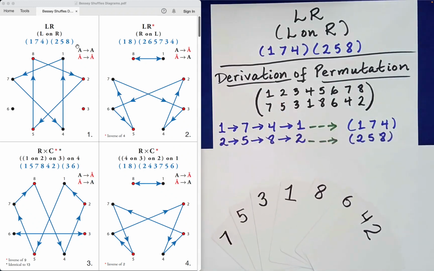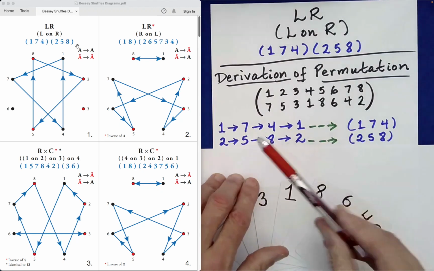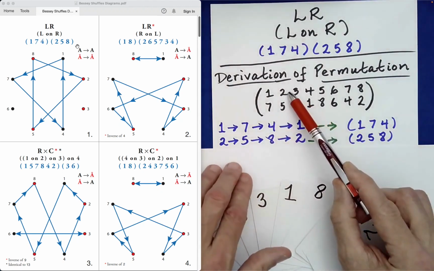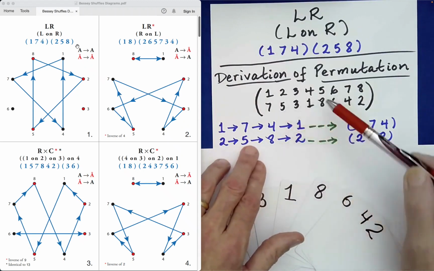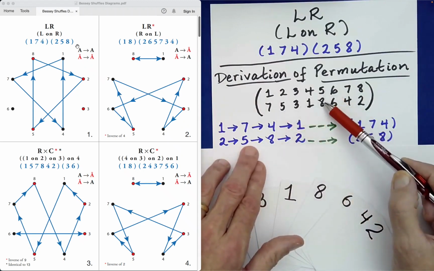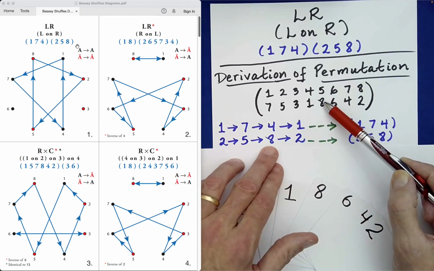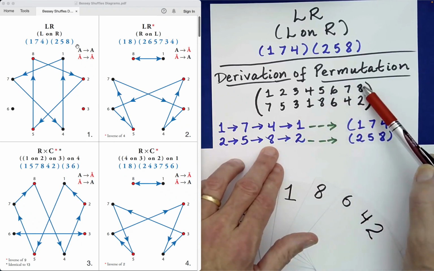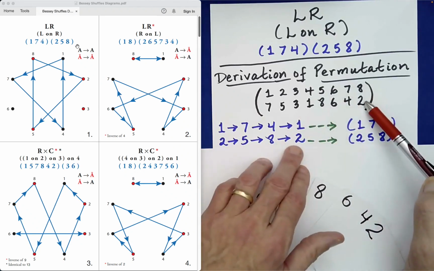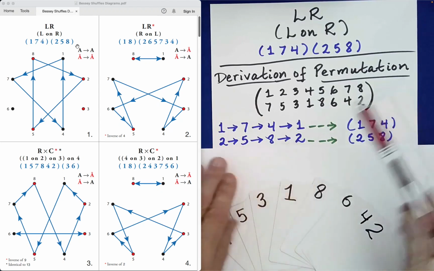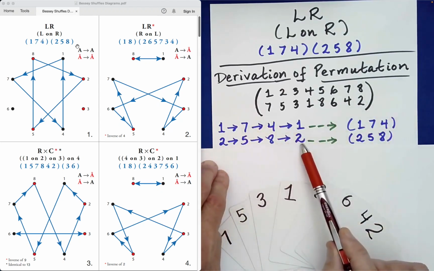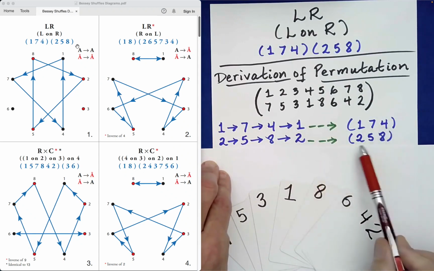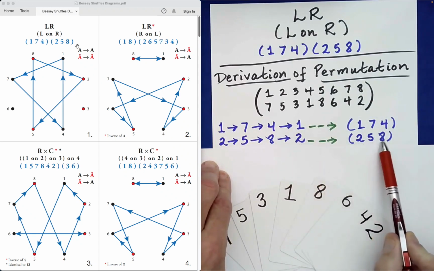Okay, now let's take a look at some more here. So 2 goes to 5, so there's an arrow there. Where does 5 go? 5 goes to 8, so I've written an 8 to the right. Where does 8 go? 8 goes to 2, and 2 is where we started, so it wraps around. So all of this information here can be consolidated into just these symbols here.